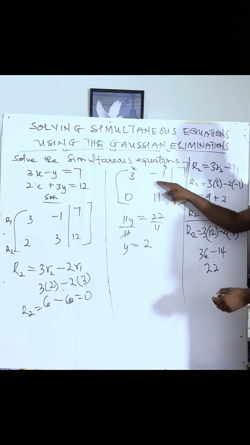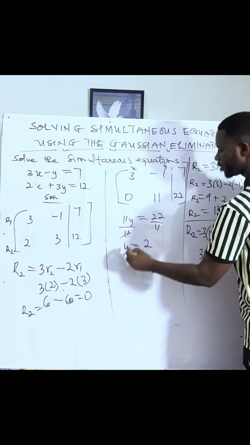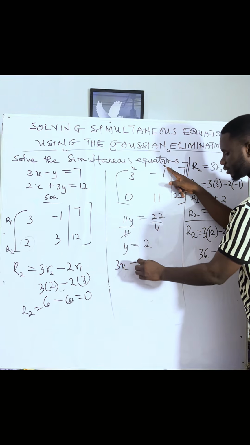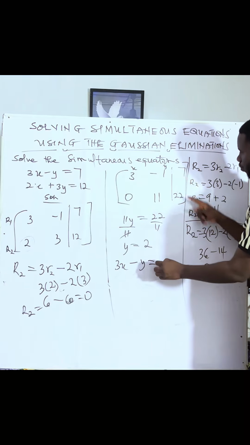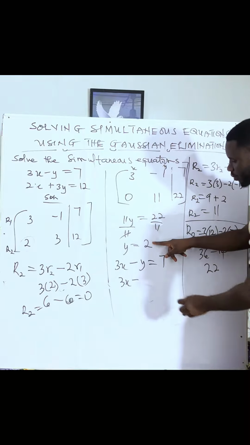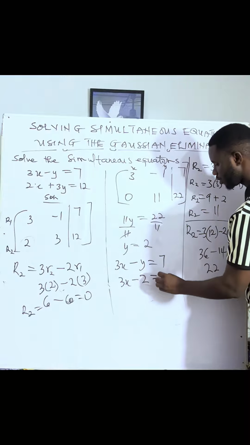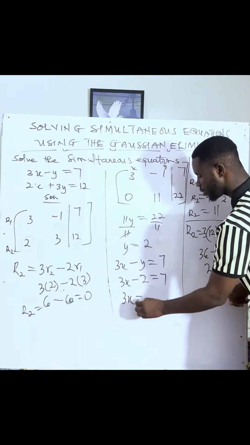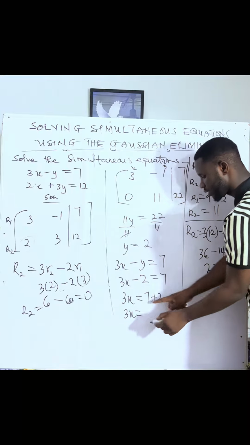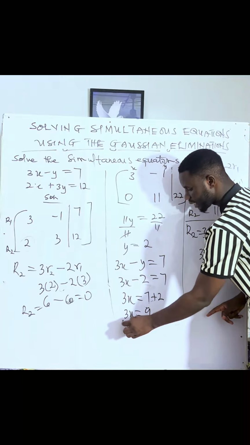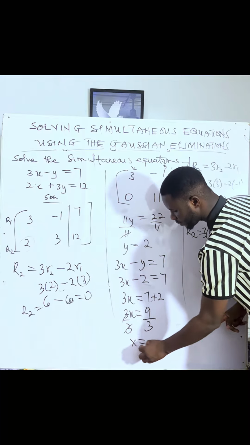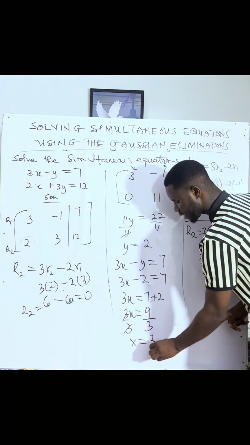Now let's go and use this equation. We have the x place to be 3. So we have 3x minus 1y, or we can just write y, is equal to the 7 over here. So 3x minus the y, we got 2, is equal to 7. So now 3x will be equal to 7 plus 2, which gives us 9. Let's divide through by 3. So now our x is going to be 9 divided by 3, which gives us 3.